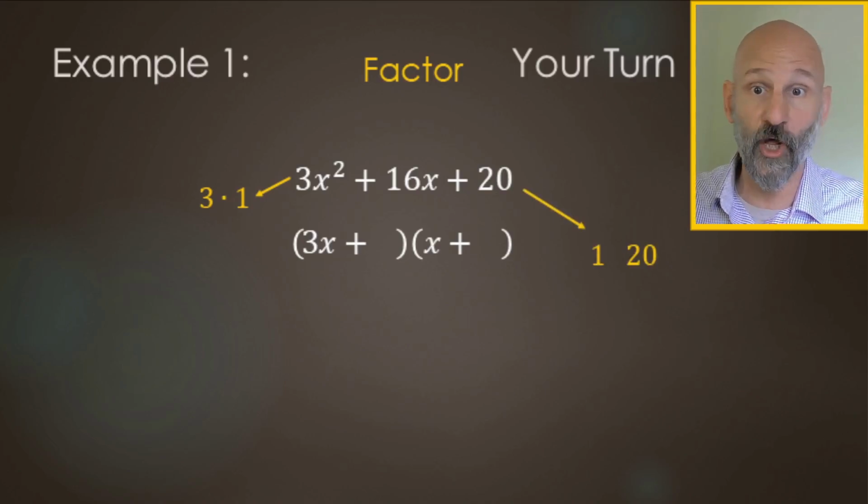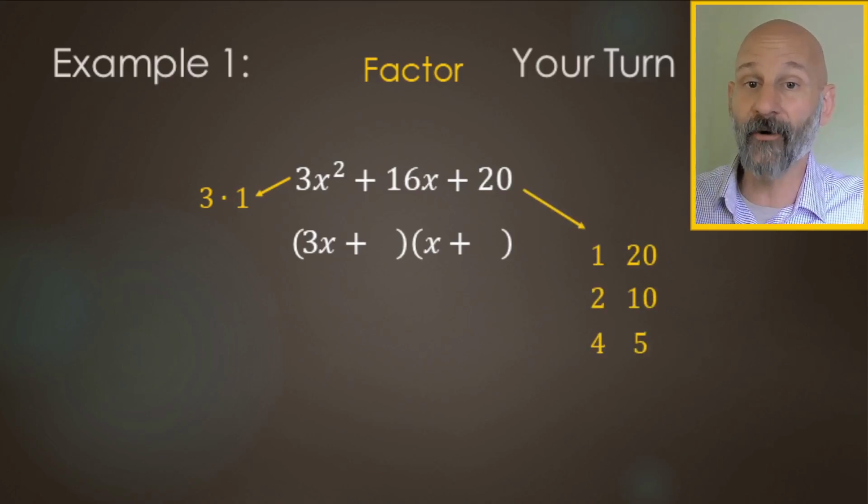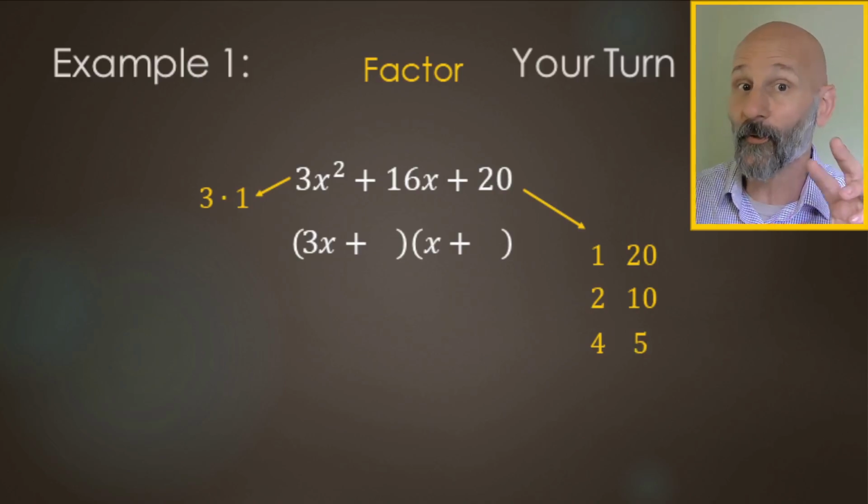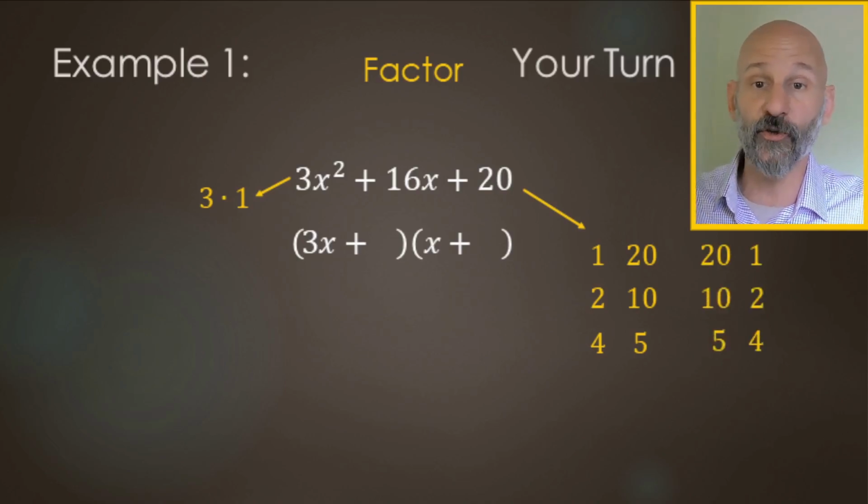This list is going to be a little long, right? We're going to have a 2 and a 10. We're going to have a 4 and a 5. And that's it for that one. But remember, we need to switch them around because order does matter. So we can do 20 and 1, 10 and 2, and then 5 and 4.